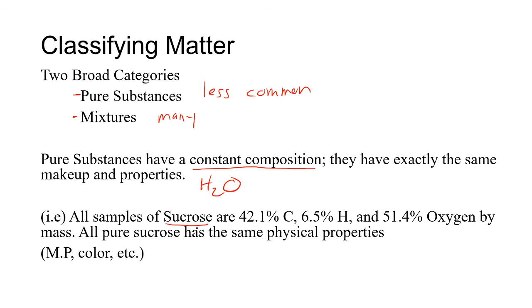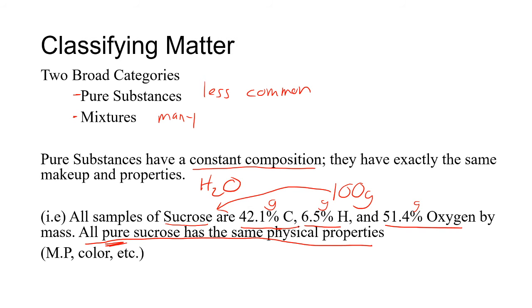Sucrose is a type of sugar. Sucrose will always have 42.1% carbon, that's what that C stands for there on the periodic table, 6.5% hydrogen, and 51.4% oxygen by mass. So if I had a 100-gram sample of sucrose, you can basically turn these percentages into grams. So out of 100 grams, 42.1 of those grams is carbon, 6.5 grams is hydrogen, and 51.4 grams is oxygen.